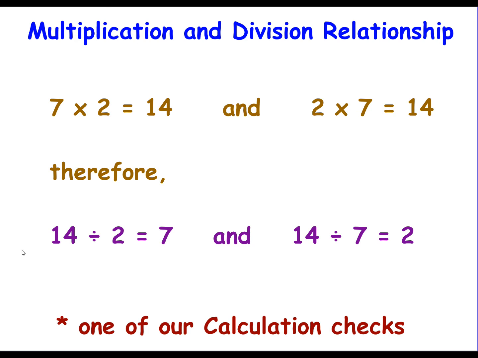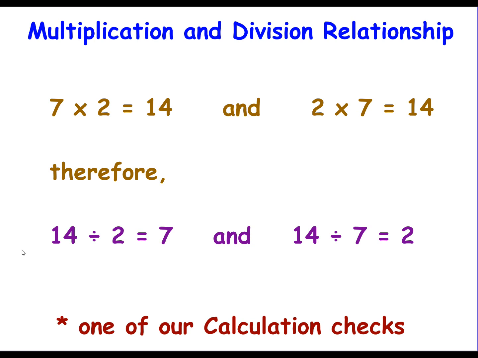Now let's look at some multiplication and division relationships. Now we should be aware that if 7 times 2 equals 14, then 2 times 7 is equal to 14. Therefore, if we move this around and we say 14 divided by 2, we must know it's 7 because of that inverse relationship between multiplication and division. And also that if 14 is divided by 7, that also gives us 2. So there's a relationship between the 7, the 2 and the 14 depending on whether we're multiplying or dividing.